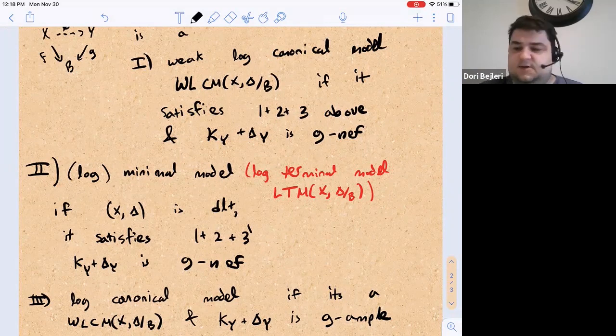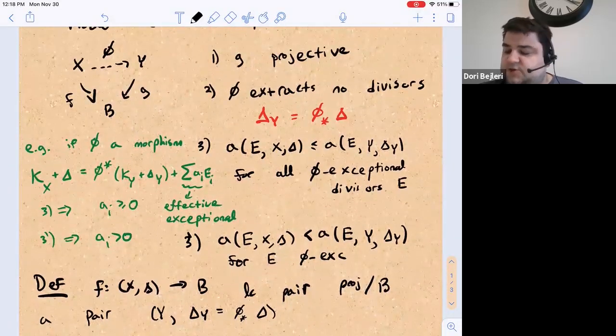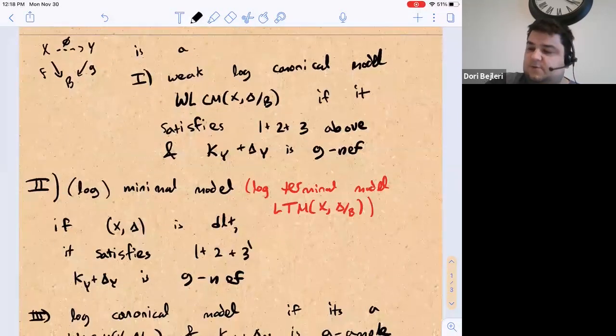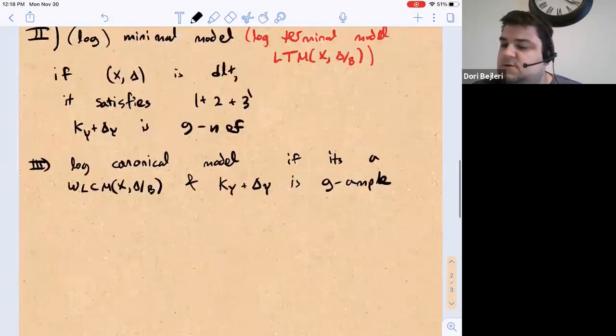Okay, so our first observation is that in this definition, we just assumed that the discrepancies are no worse or get strictly better for phi exceptional divisors. The idea being that this is an easier condition to check. But it turns out that this is true actually for all divisors, and so we actually know that the singularities of the pair (Y, delta_Y) are no worse than the singularities of (X, delta). So in particular, we know then that for a log terminal model, because we assume that (X, delta) is DLT, then following the proposition I'm about to write down, we'll actually know that (Y, delta_Y) is DLT, for example, or KLT, etc.